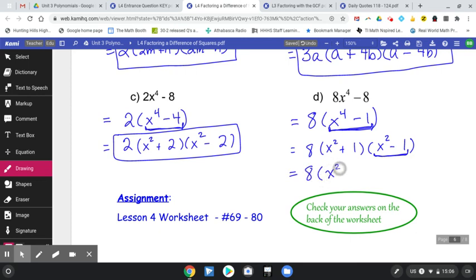The first 2 factors stay as they are. They're already in complete factored form. But this x squared minus 1 is a difference of squares. It becomes x plus 1 times x minus 1. And then we are now ready to do assignment number 2. So back to lesson 4 worksheet. Pick it up wherever you left off. But when you're done with that first assignment, then go ahead and work on number 69 to 80. And that's actually where we're going to stop for today.